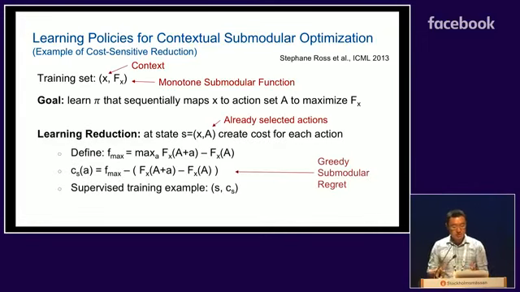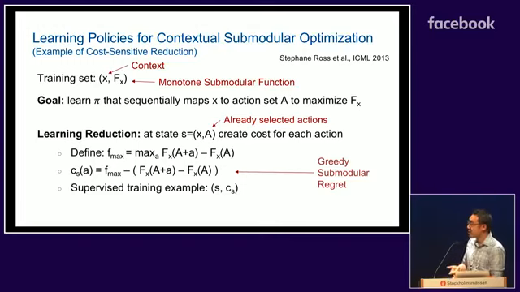And so here's the learning reduction. At each state, described by x comma A, where A is the set of already selected actions, we need to create a training example from this state in order to train the policy to mimic the greedy algorithm as well as possible. How we do so is first we define an f sub max, which is the max possible incremental gain in the submodular function from adding any action to the action set.